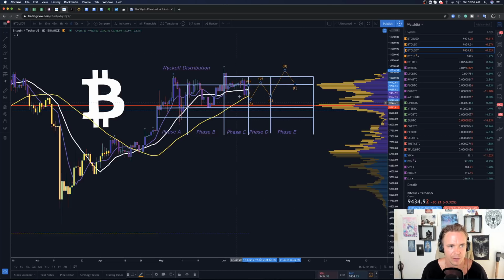So when you're looking at the Wyckoff phase methodology, you want to be flexible, but what you're giving yourself is this box trading range to analyze where you're going to go. That way you don't have to enter your position haphazardly.